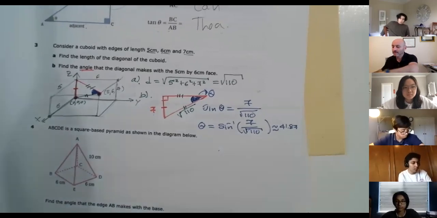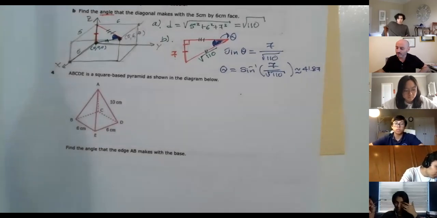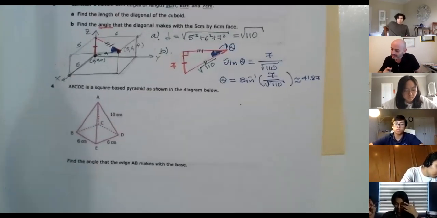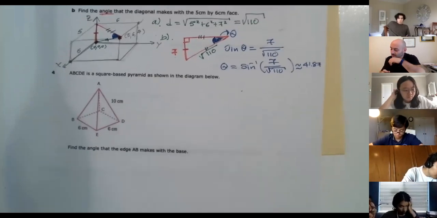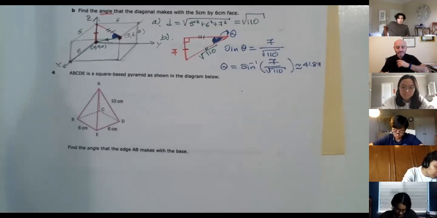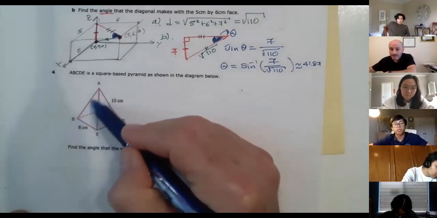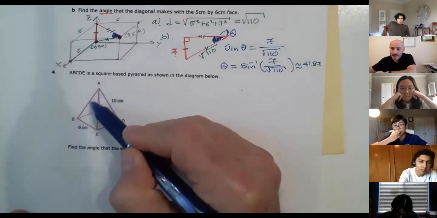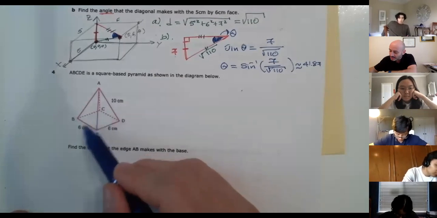All right, so I want to see how you will tackle this problem. What would you have to do? So it says ABCDE is a square-based pyramid as shown in the diagram below. Find the angle that the edge AB makes with the base. So we have this edge AB, and we want to find the angle that this edge makes with the whole base.